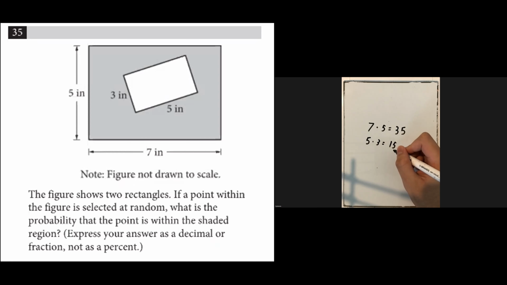And so we're asked, what is the probability that the point is within the shaded region? Well, if we want to find the area in the shaded region and not the area in the white box, then we would do 1 minus 15 over 35, which simplifies to 3 over 7. So 1 minus 3 over 7. 1 can also be written as 7 over 7, which gets us 4 over 7.